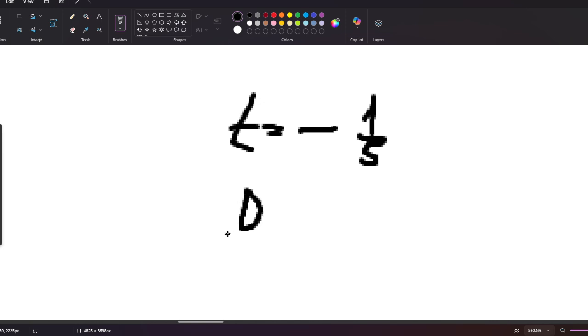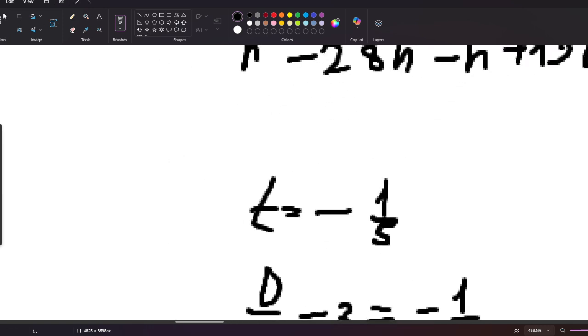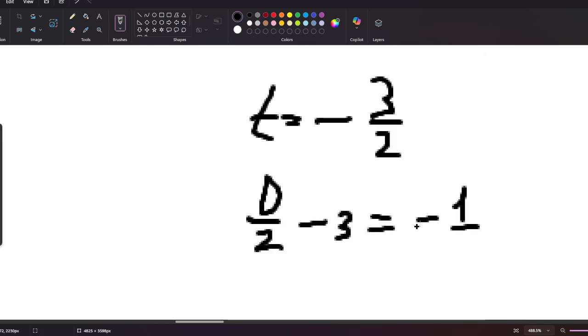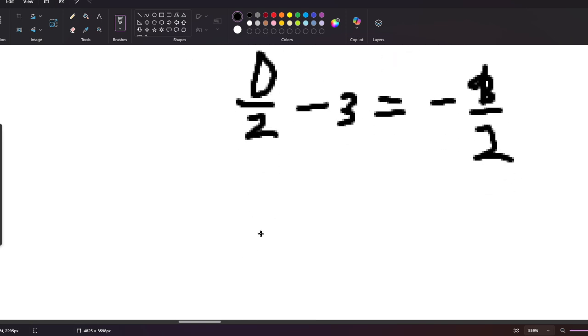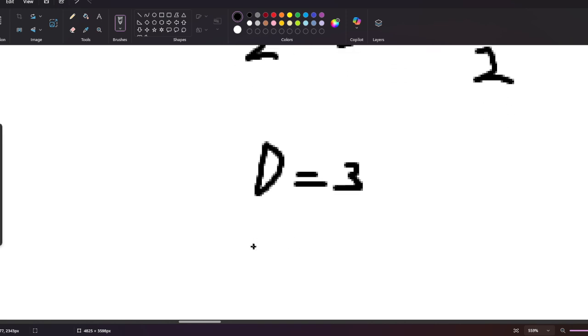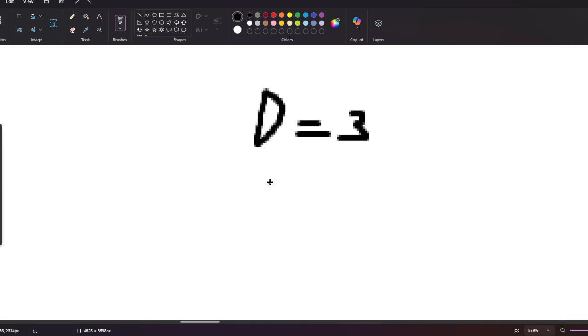It will mean that d over 2 minus 3 equals minus 1 over... Okay, why did I write minus 1 over 5? It's supposed to be minus 3 over 2. So let's multiply both sides by 2. d equals 3. And for a number to have 3 divisors, it has to be a square.